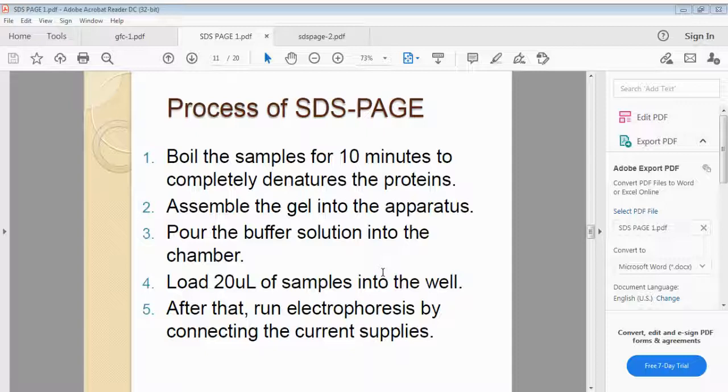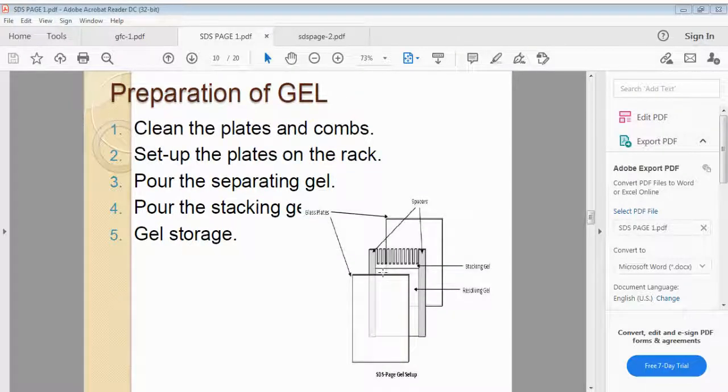Now a different concentration of the gel is prepared for the separating and the stacking gel. That also we will deal with later. After the preparation is over, it is allowed to set. If you remove the spacer at the bottom, it should not leak. If it is leaking, then the gel is not set and you cannot run the sample inside the gel. So after the spacers are removed, the gel should be set.